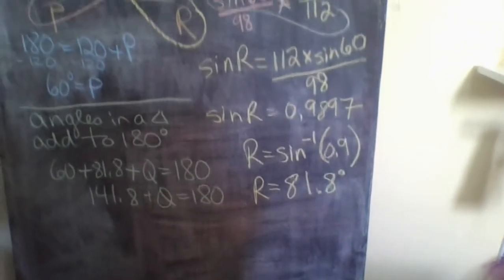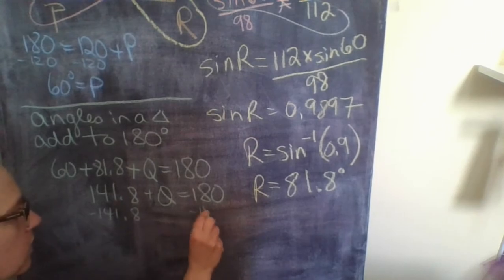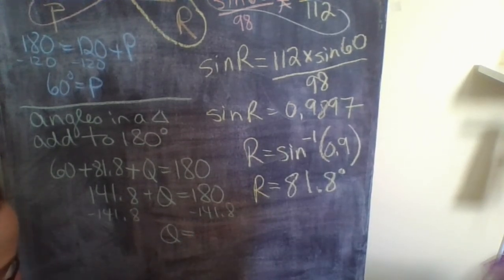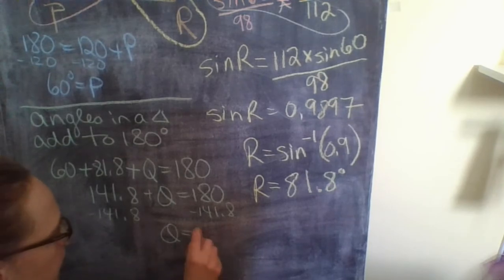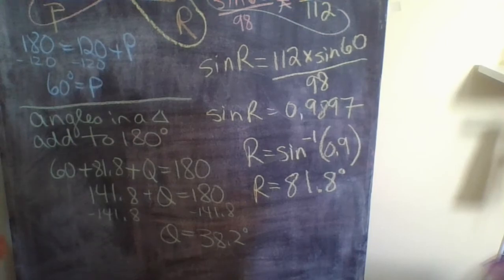Bring that to the other side, so we're going to subtract that from both sides. And what does Q equal? 180 minus 141.8 is 38.2. And there you have it.